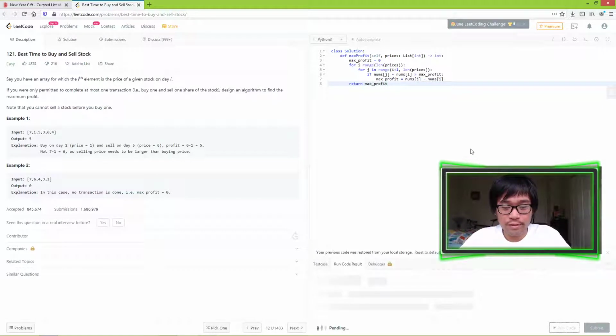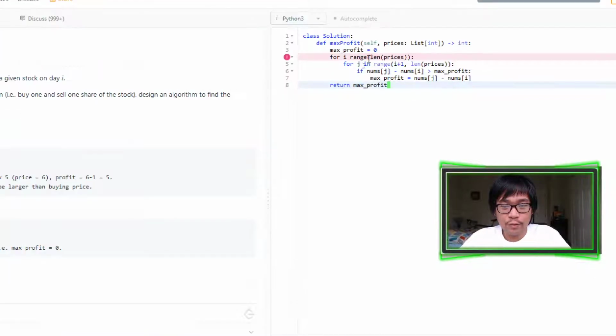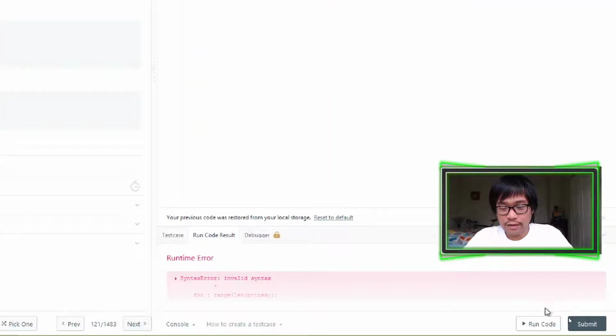So if we run this, let's see how it works. Run, invalid syntax. So let's see what happened here. For i in range, length of prices. We forgot the word i. Okay, so let's go ahead and run this again.